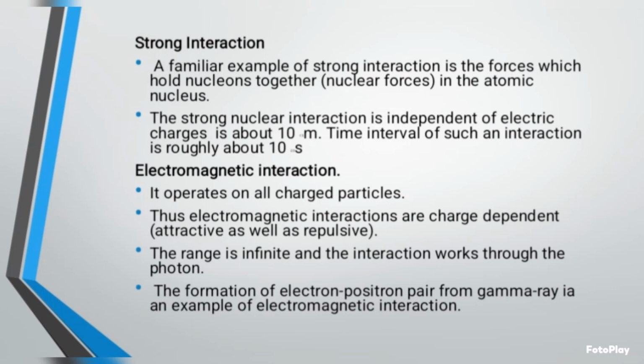The next interaction is electromagnetic interaction. It operates on all charged particles. Electromagnetic interactions are charge dependent, whether the charges are attractive or repulsive. The range is infinite and the interaction works through photons. The formation of an electron-positron pair from a gamma ray is an example of electromagnetic interaction.